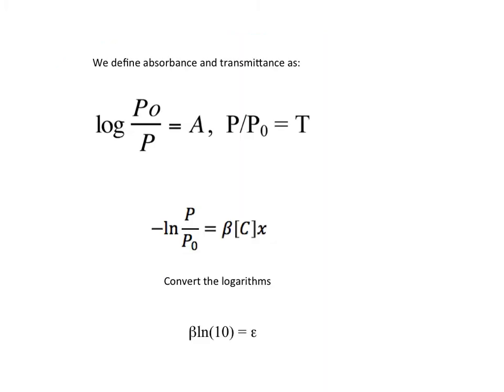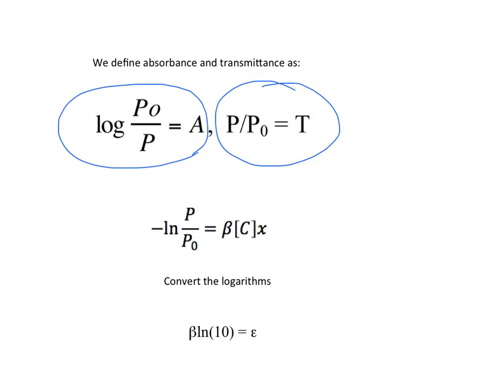As a practical matter, it is common to define T, the transmittance, as P over P0. P0 is the flux of light going into a cuvette, and P is the flux of light coming out. The same ratio on a logarithmic scale is the absorbance, and we can write it as the negative log of P over P0 equals absorbance, or in this case, a positive log of P0 over P equals absorbance. They are the same thing.